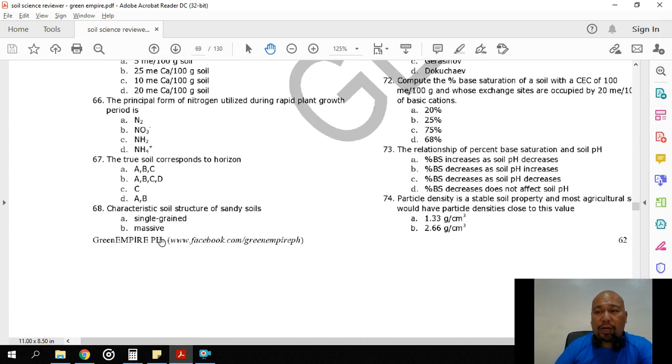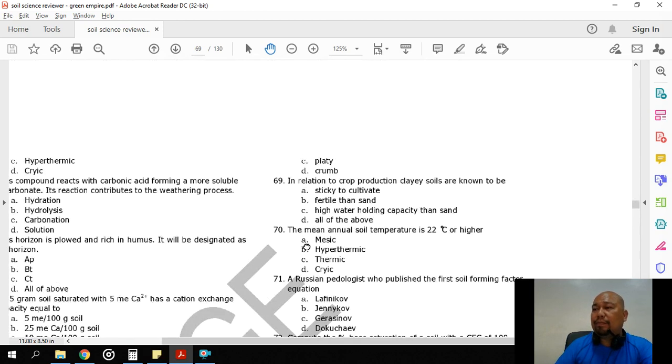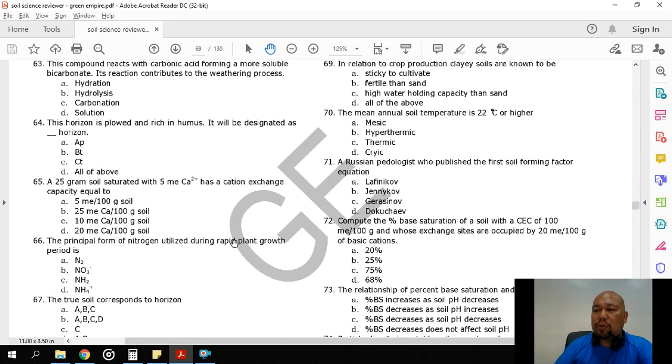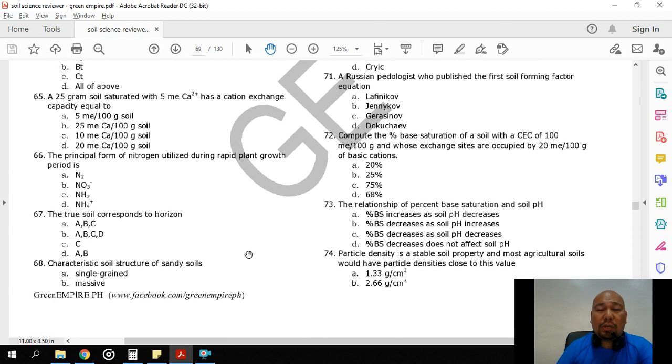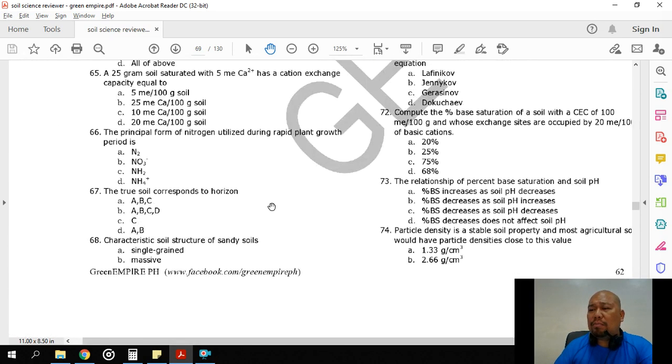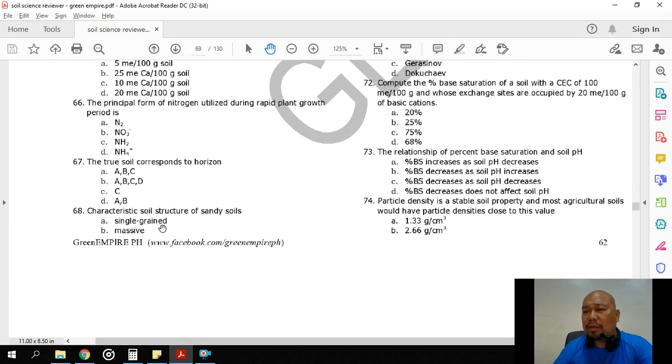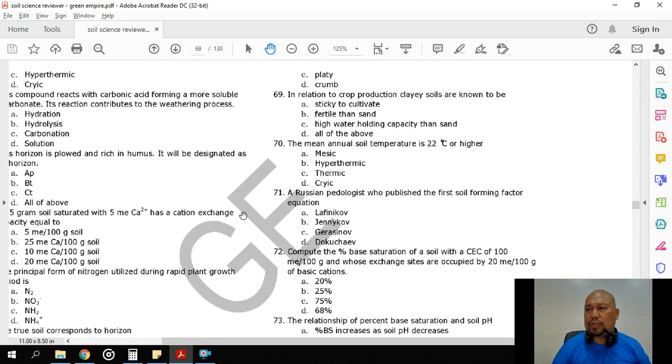Choices, single grained, massive, platy, or crumb. Okay, sandy soils actually do not have a structure. So single grain technically couldn't even be called a structure. But given the choices, single grain, massive, platy, or crumb, I would pick single grain as the structure of sandy soils. Like I said, single grain is not even a structure in the first place. But that would be the most appropriate answer given the choices here.